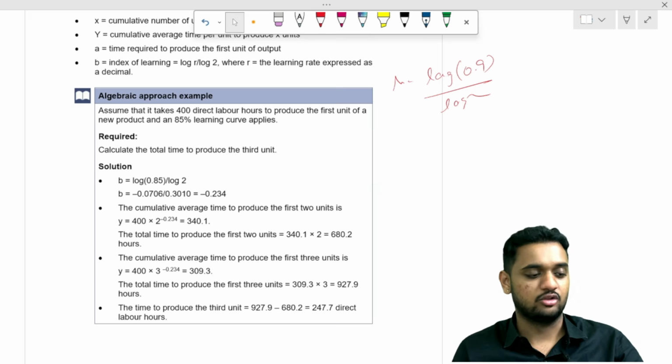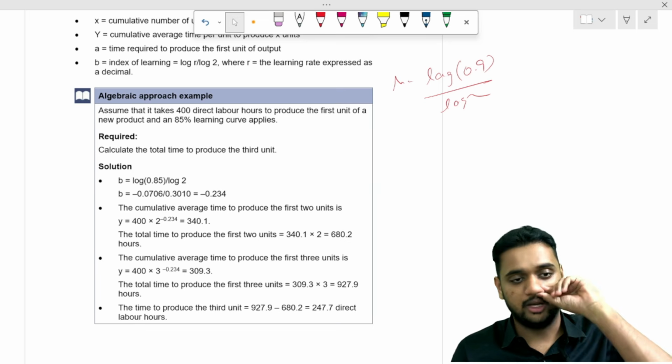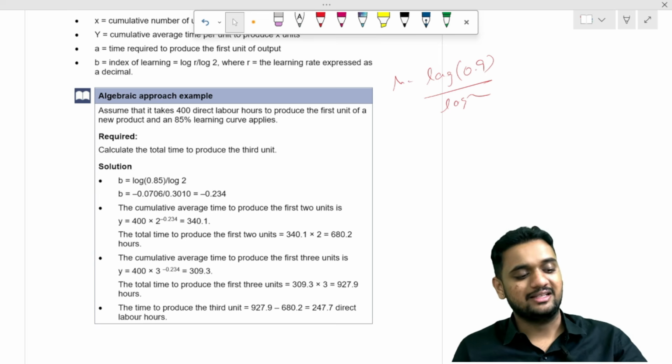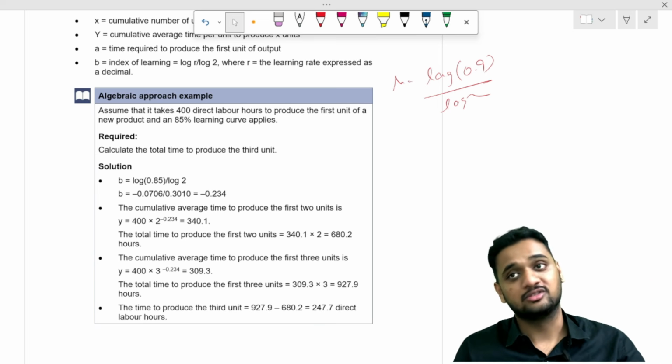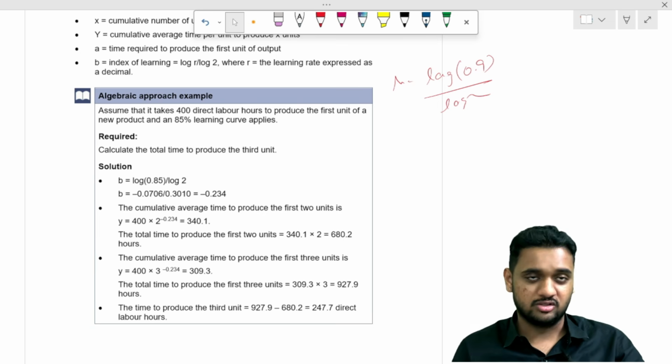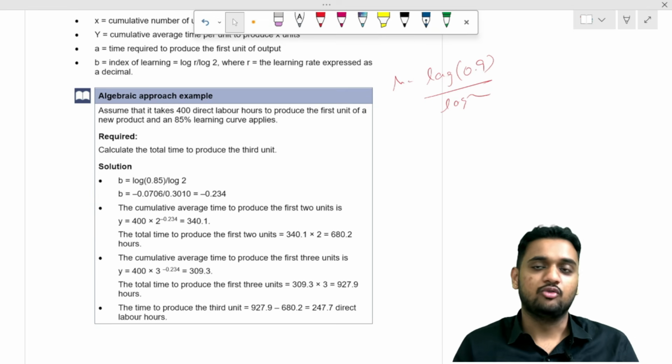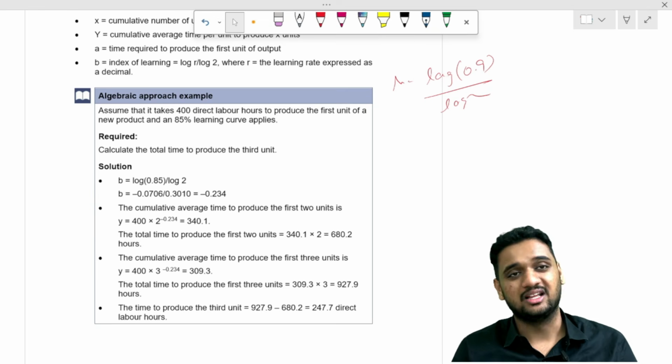Or you can use the formula also. 400 into 0.85 if you do, you will get 340. 340 into 2 if you get, you will get 680. 680 is the total time taken to produce 2 units. What is the total time taken to produce 3 units? 927.9. You minus both, what you will get? 247.9 is the time taken to produce the third unit.